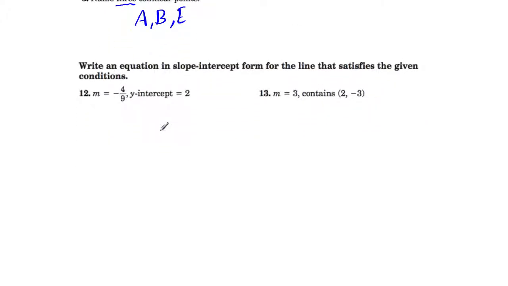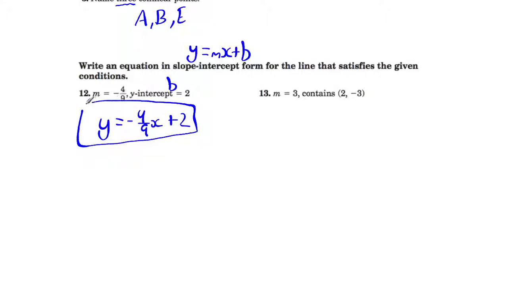All right, now we get into writing equations of lines. So slope-intercept form is y is equal to mx plus b. And here they give us a slope and an intercept, so that's easy enough. This is the b value and this is the m value. So y is equal to negative 4/9 x plus 2. Done. That's the answer.